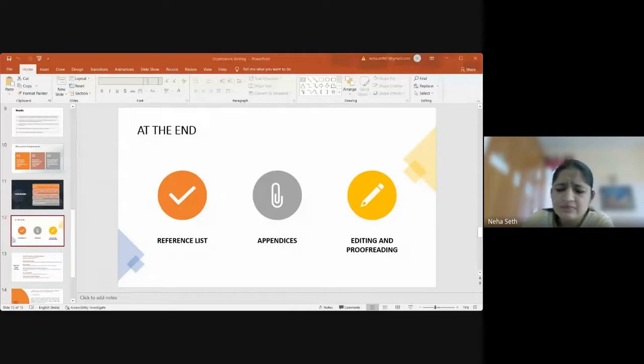And last but most important thing, okay, we need to get our thesis completely edited and proofread before submitting. It should be free of any kind of error, be it typo error, spelling error, or grammatical error. Try to avoid long sentences in the thesis, and try to have very concise and small sentences when it comes to thesis work.